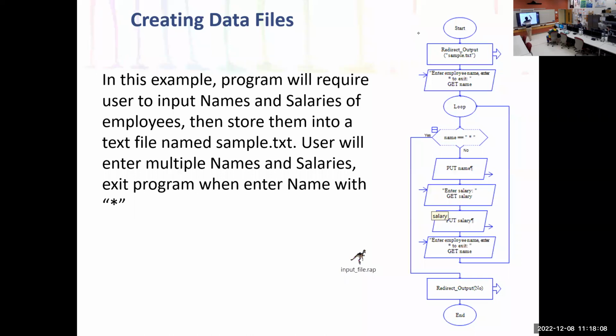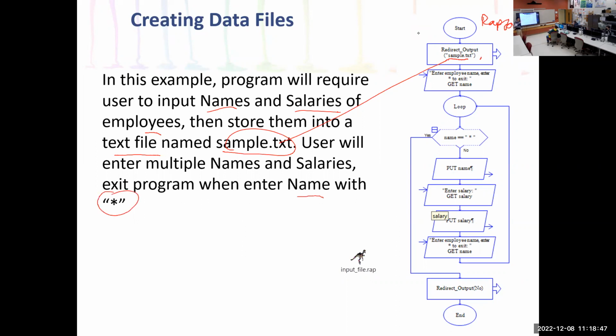So think the first thing here, if I want to create a file with the name sample.txt. For this example, I do not specify the path, right? That's why by default, it is stored in the same directory as my Raptor file. Now see, this example program requires the user to input names and salary of employees, then store them into the text file with the name here. And the user will enter multiple names and salaries and exit the program when entering the name with a star here.